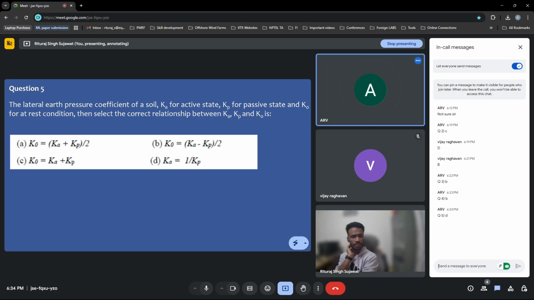Sir, is it that you want the correct relationship, or a relationship between the three? Correct relationship. But the question's last line, can you check, sir? Yeah, I know, but it's not necessary that all the terms are correlated. Just for clarification, I want the correct relationship. Okay.